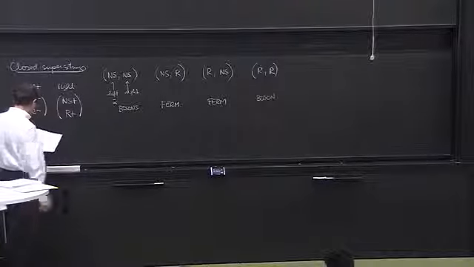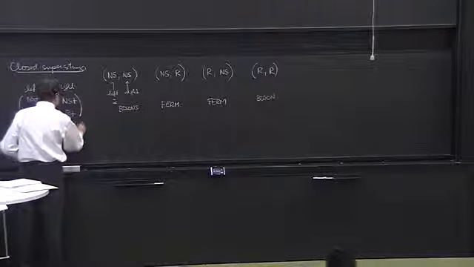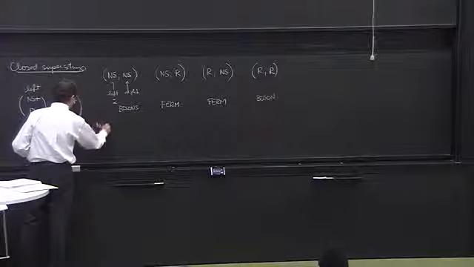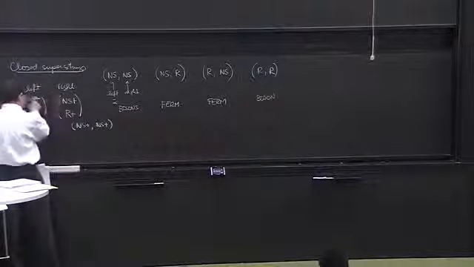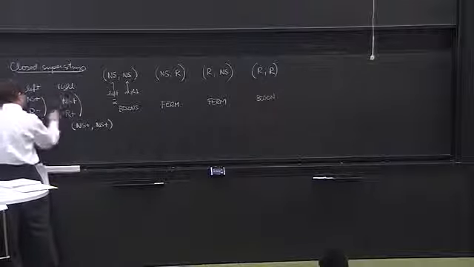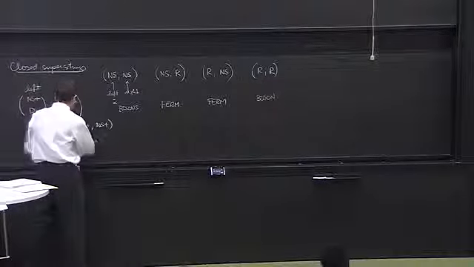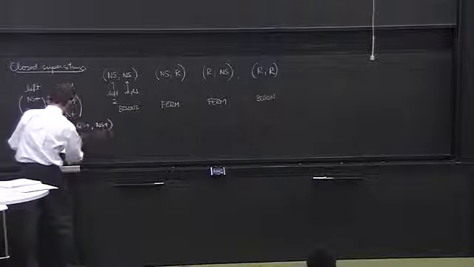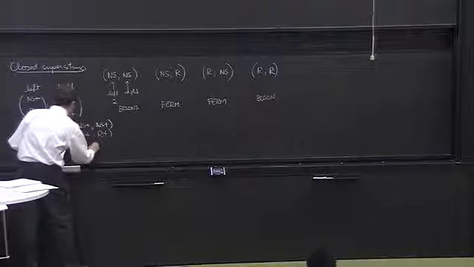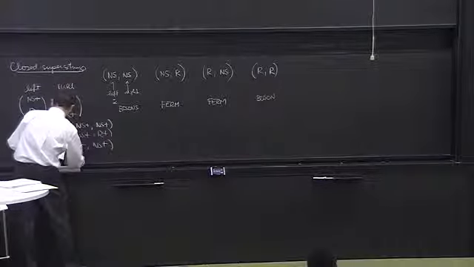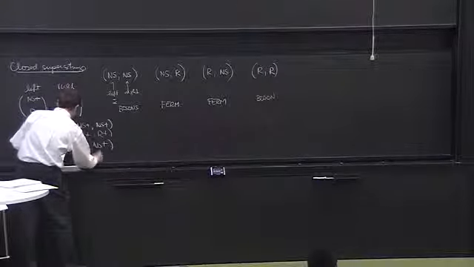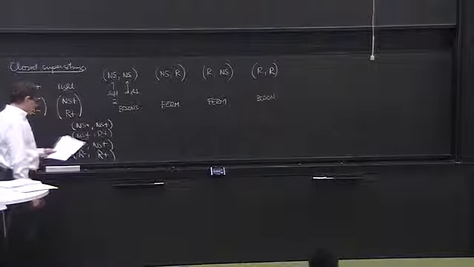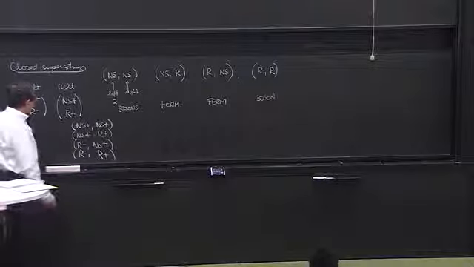So we do this. We're going to have NS plus, because we do this with this, then this with that, this with this, and this with this. Those are the 4 sectors: NS plus with NS plus, R minus with NS plus, and R minus with R plus. So let me write the massless states.